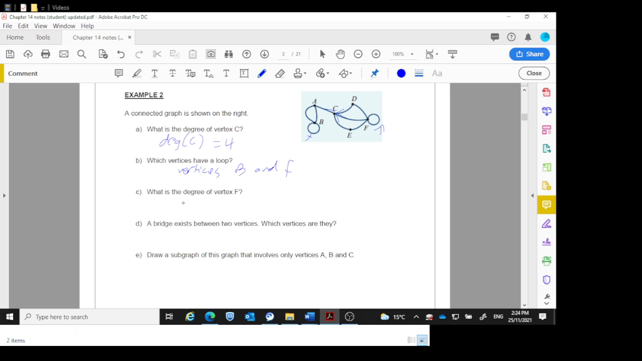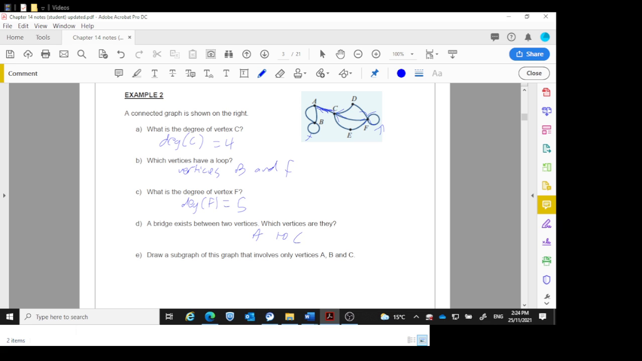What is the degree of vertex F? So the degree of F equals, we're just going to count 1, 2, remember we count the loop twice, 3, 4, 5. A bridge exists between 2 vertices. Which vertices are they? Well, there's the bridge from A to C.